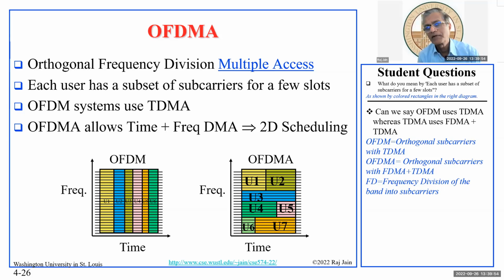And this is done on a frame-by-frame basis. On every frame, the tower tells every user that you can use these 5 frequencies for this particular time. And the other users will use the other time and other frequencies. All right, that is OFDMA.